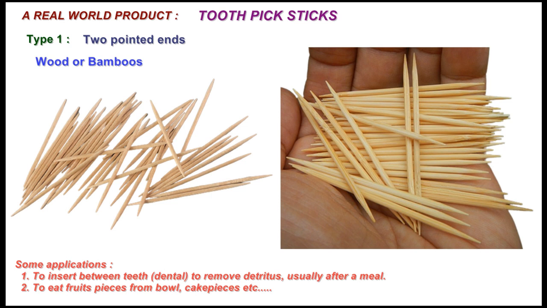In this video, I would like to explore a real world product, toothpick sticks. This is type 1, with two pointed ends, meaning both the sides are pointed ends. These are generally manufactured from wood or bamboos.